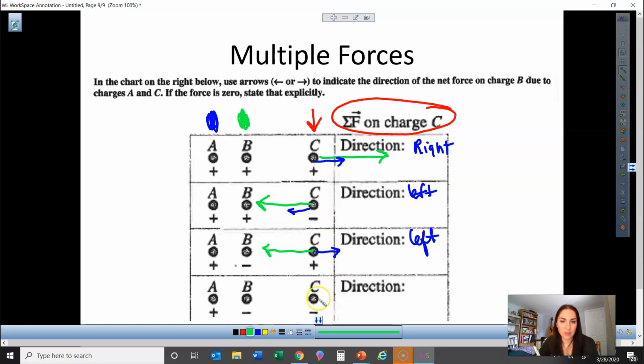Last one. C is negative, B is negative. It's going to be repelled, but attracted by A. The direction is right. And there you have it. I want you to be able to predict where the charge goes based on their distance and their sign.